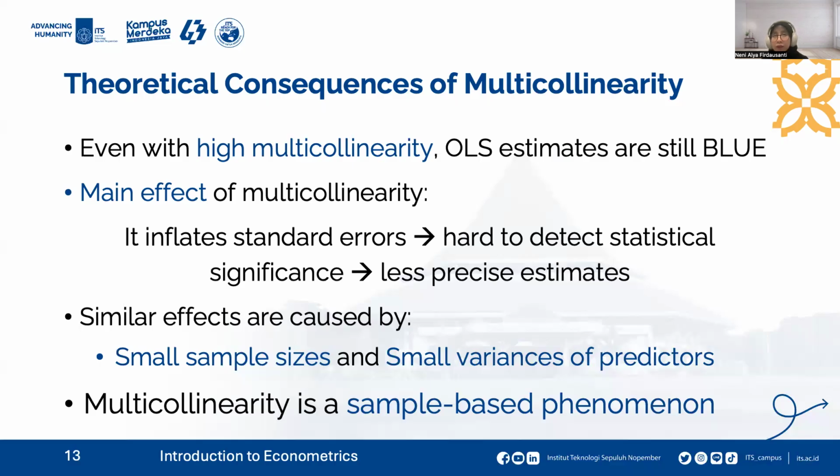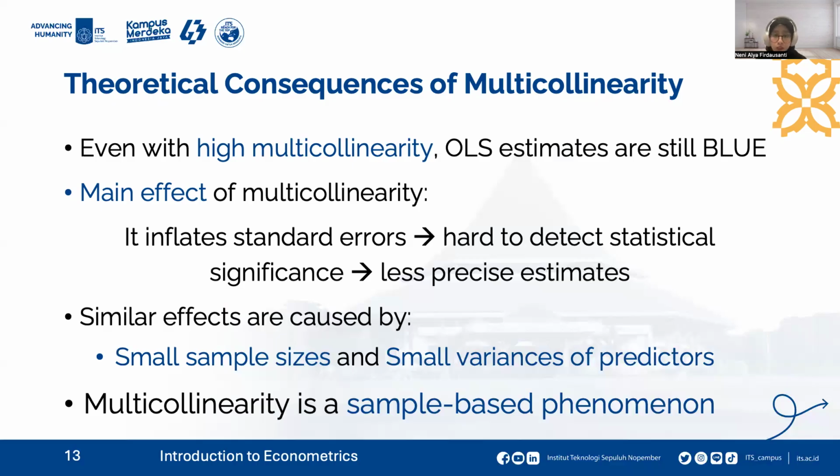The consequences will be worse if you also have a small sample size, which means that if you have multicollinearity and also a small sample size, the variance of your estimation will be larger, and then your standard error will also be larger, which means it will be hard for you to decide whether this is significantly correct or not.